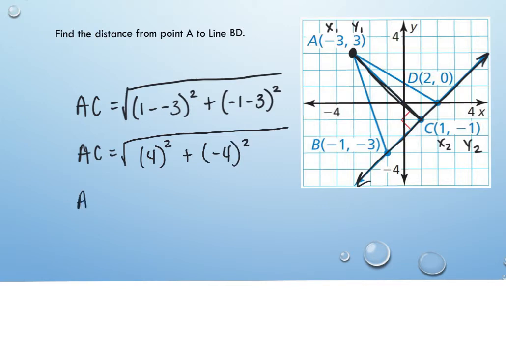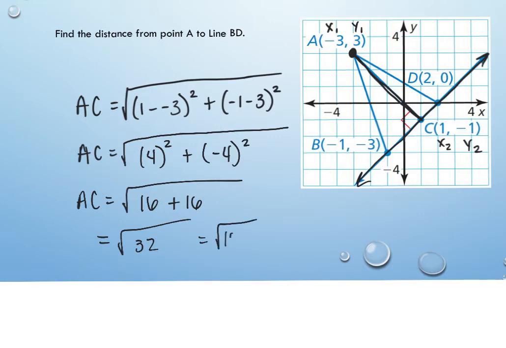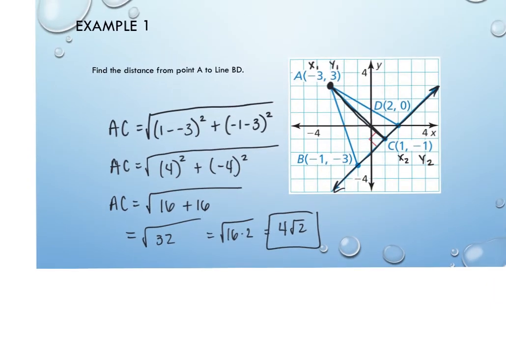So we're going to get that the distance between A and C is the square root of 16 plus 16, which is the square root of 32, which is the square root of 16 times 2, which is 4 square root of 2. So the distance from point A to line BD is 4 root 2.